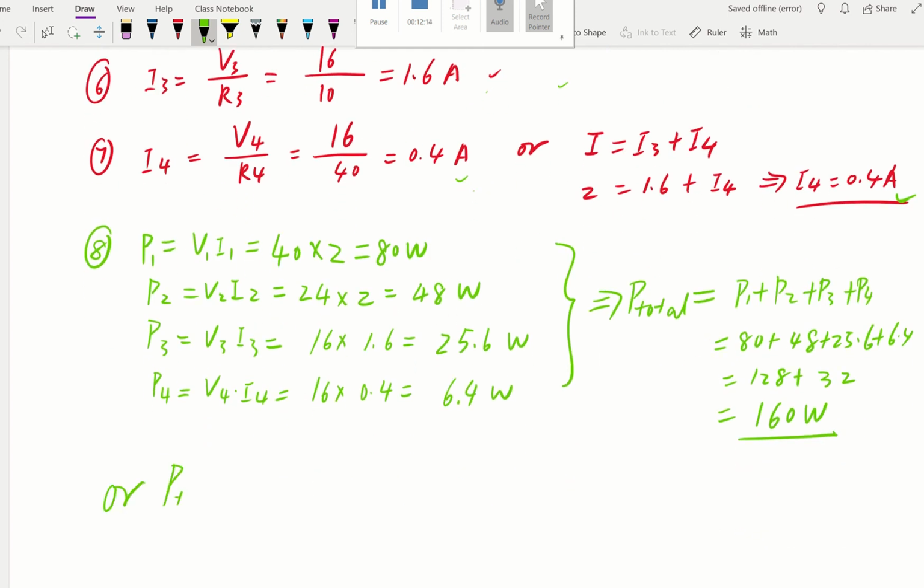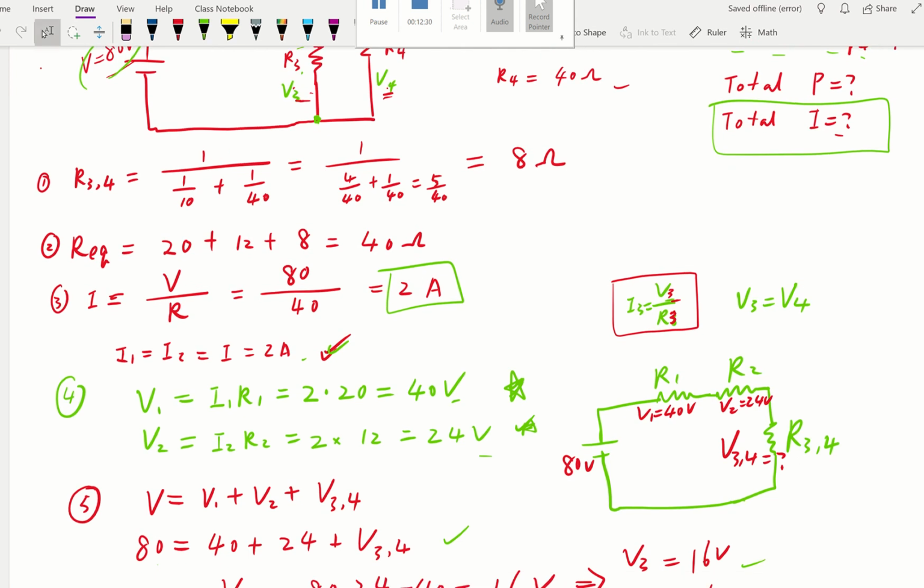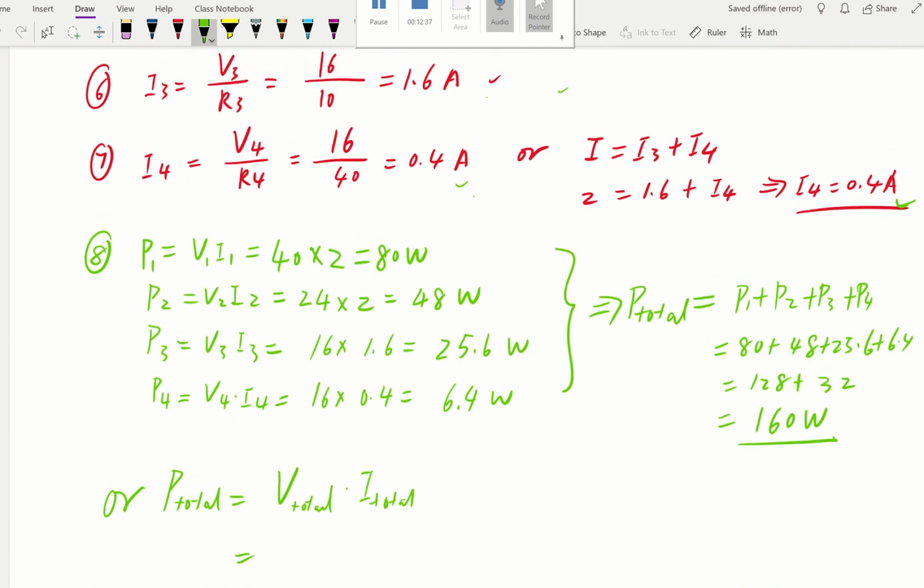Or if you want to figure out the total, instead of adding them together, I'm going to use total voltage times total current, right? We know the total voltage is the entire 80 volts there, and the total current we figured out is 2 amps, after we figured out the equivalent resistance. So it's 80 times 2. Then we got 160 watts. That's equal. And again, that verifies that all the answers you have for each individual power are correct.